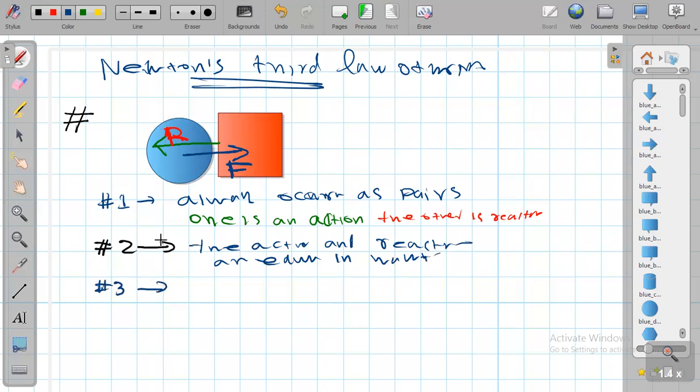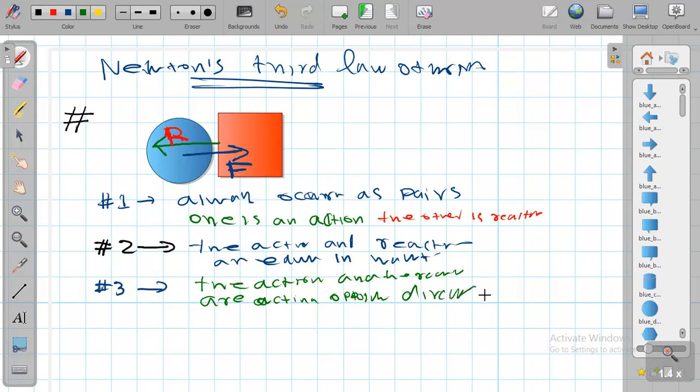What is the number 3? It is the opposite of this one. The action and the reaction act in opposite directions. Right?